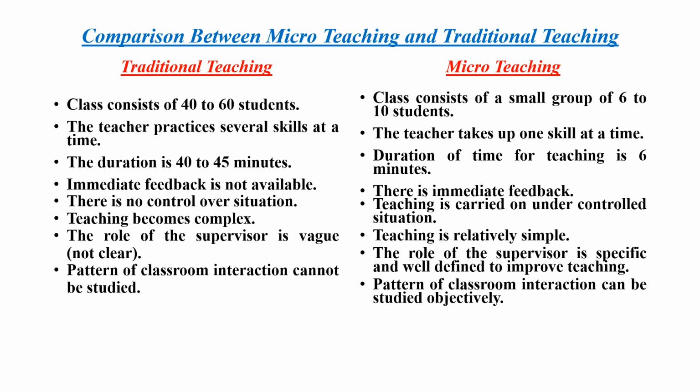In micro teaching, the teaching happens in a totally controlled situation, whereas in traditional teaching it cannot. Teaching becomes complex in traditional teaching, and in micro teaching, teaching is relatively simple. The role of the supervisor is vague and not clear in traditional teaching, whereas in micro teaching the role of the supervisor is specific and well defined to improve teaching. The pattern of classroom interaction cannot be studied in traditional teaching, whereas in micro teaching the pattern of classroom interaction can be studied objectively.